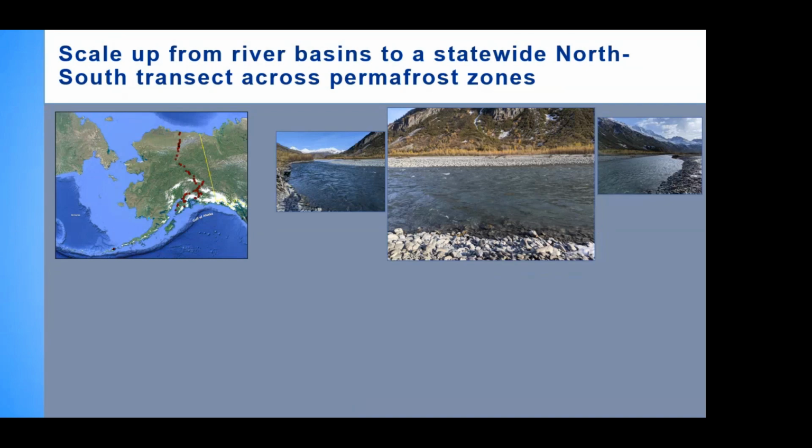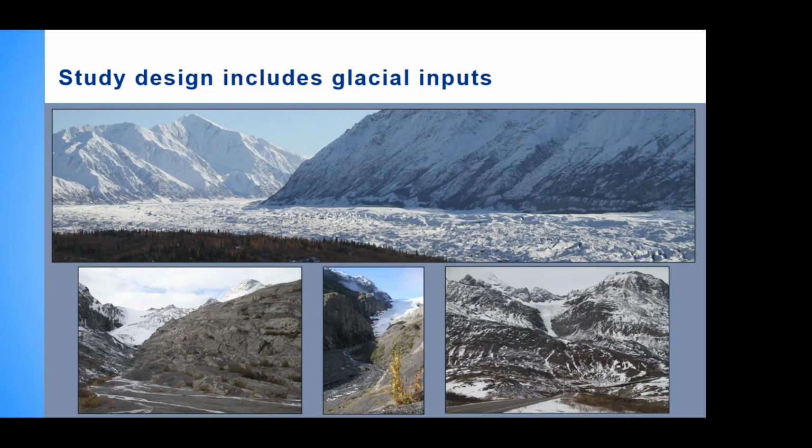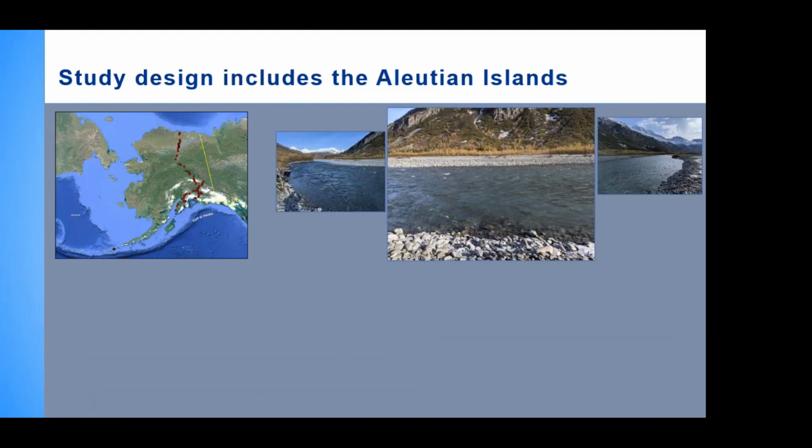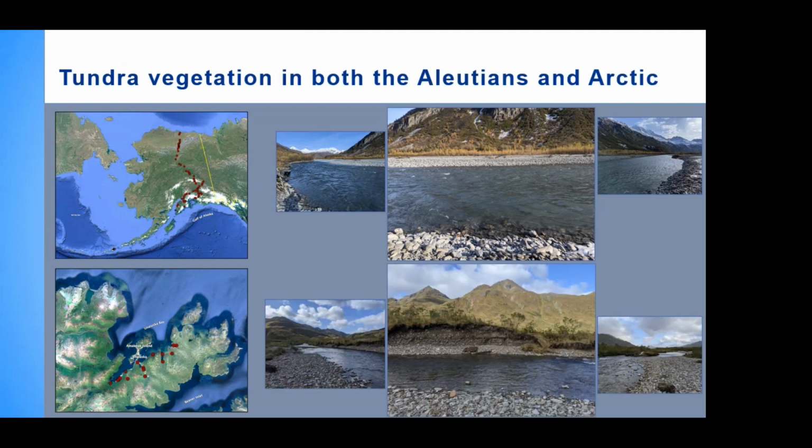This is just what a typical stream looks like. After you see so many streams, they all kind of look the same. The study design includes multiple large river basins. It also includes glacial inputs. And it includes the Aleutian Islands. I don't think there's been much hydrologic research done there. It's Dutch Harbor in Unalaska. Interestingly, the vegetation there was tundra vegetation, which is similar to what you would see in the Arctic as well.